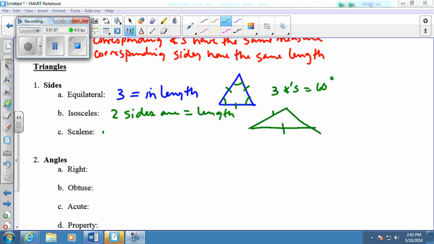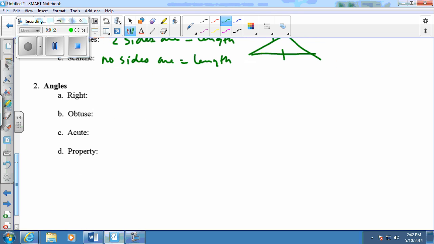Scalene says that no sides are equal in length. So there's three different types of triangles when we talk about their side lengths. We also name triangles with respect to their angles. We've talked a little bit about this before.